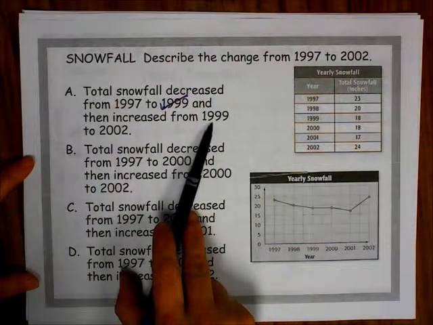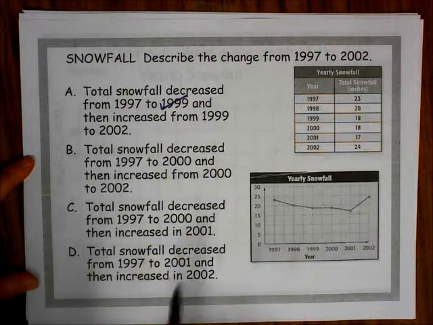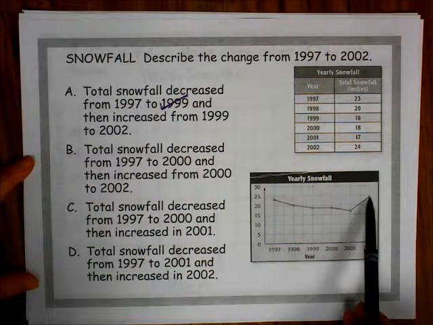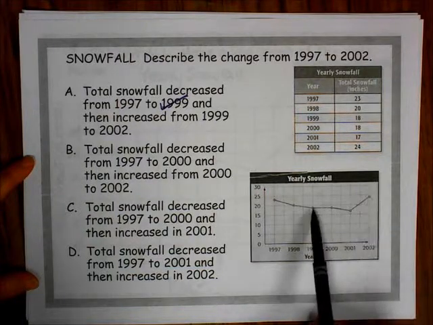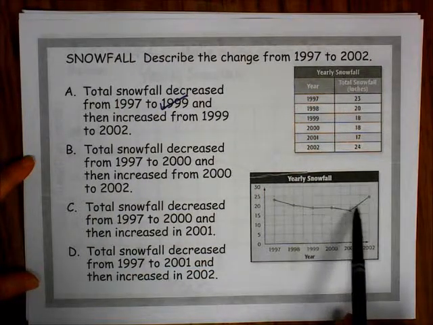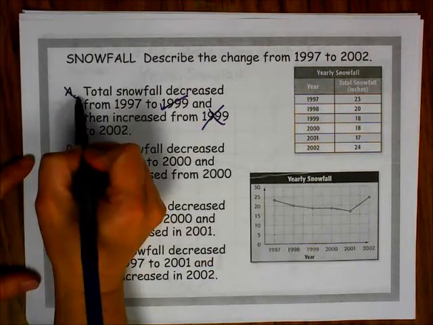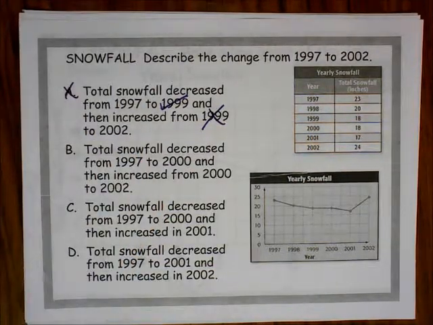It says that it increased from 99 to 2002. So notice from 99 to 2002, it wasn't a straight increase. It stayed the same, it decreased, then it increased. So that is not correct. So A cannot be the correct answer.